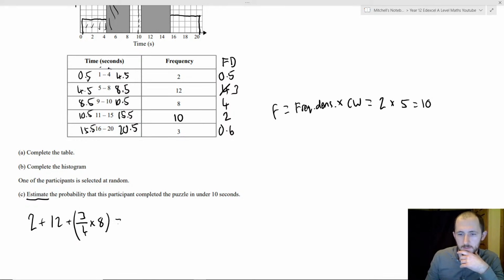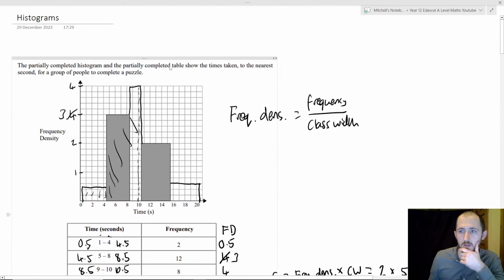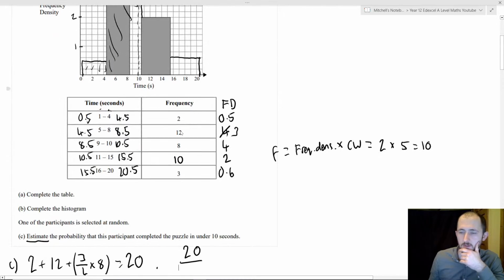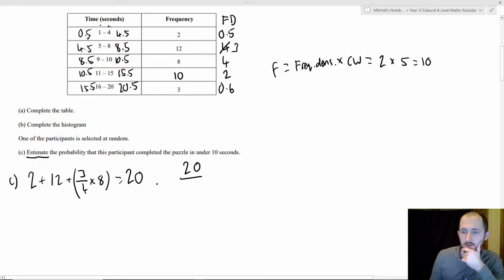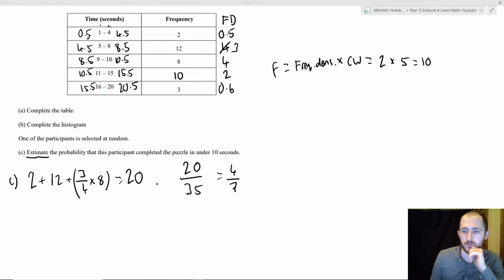Now if we equate this, we get 2 plus 12 is 14. 3/4 of 8 would be 6. So in total we have 20. So the probability, and again this is for part C, is going to be 20, the number we have, over the total. And if we have a look at the total, it doesn't actually tell us. So 2 plus 12 is 14, 22, 32, 35. Which again would just be 4/7.